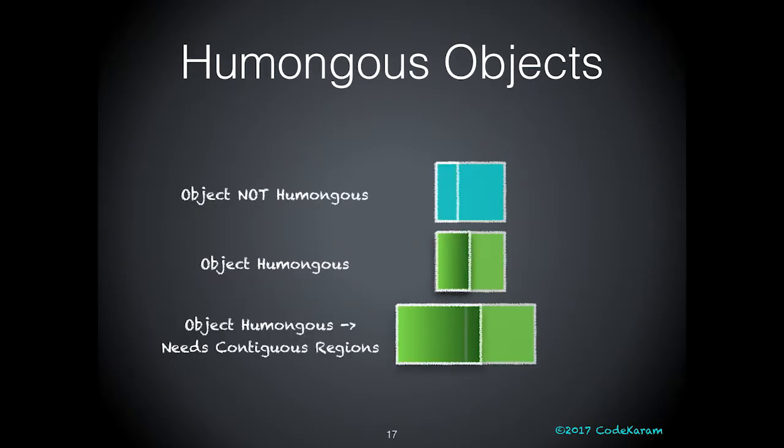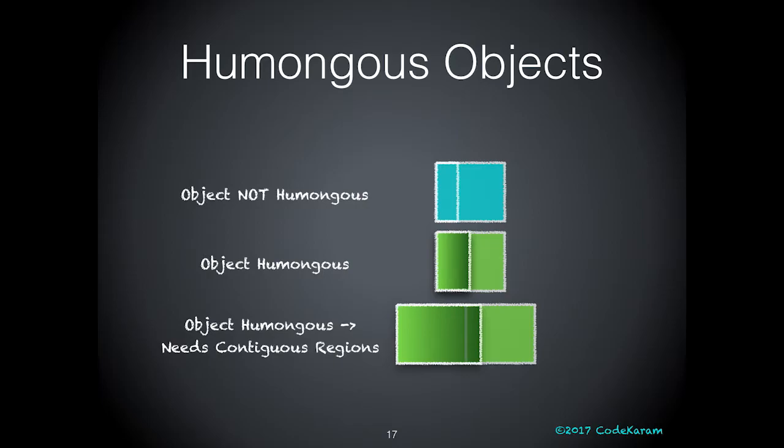So what we've seen is the first one is not humongous, so it follows regular allocation and will be allocated into the Eden space. The next 2 are humongous, and in fact, the third one actually needs contiguous regions to be able to fit. So G1 will need contiguous regions in the old generation to be able to fit that object.